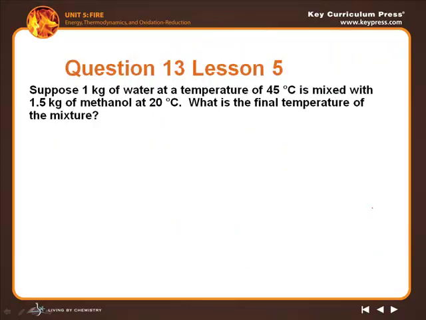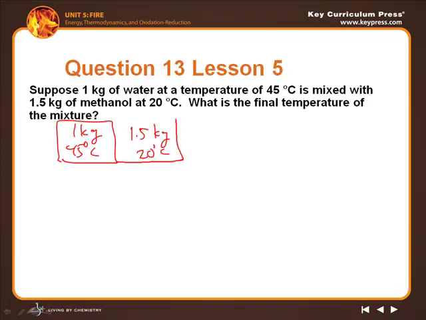So let's suppose we had 1 kilogram of water. This is a separate problem. This is a little more challenging. We got 1 kilogram of water at a temperature of 45 degrees Celsius. So the first thing we can do is draw a what? A picture. It's mixed with 1.5 kilograms of methanol at a temperature of 20 degrees Celsius. So you pour these two things together, and it's asking what is the final temperature of this mixture.